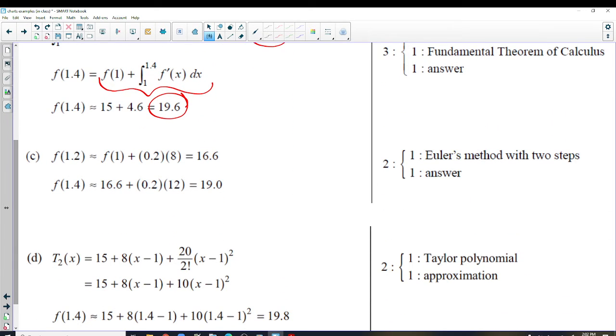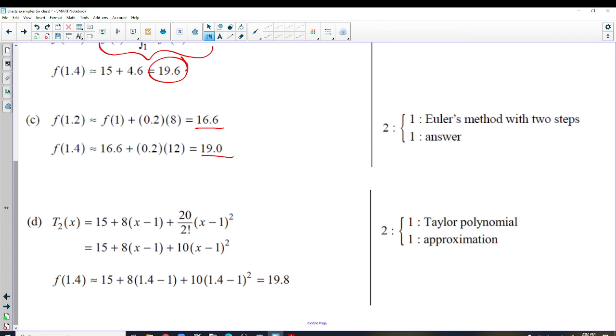Euler's method with 2 steps. So really, I just give you a point for this and a point for that. And then finally, one for the Taylor polynomial. That's either of these, I would imagine. And then one for the approximation, 19.8.